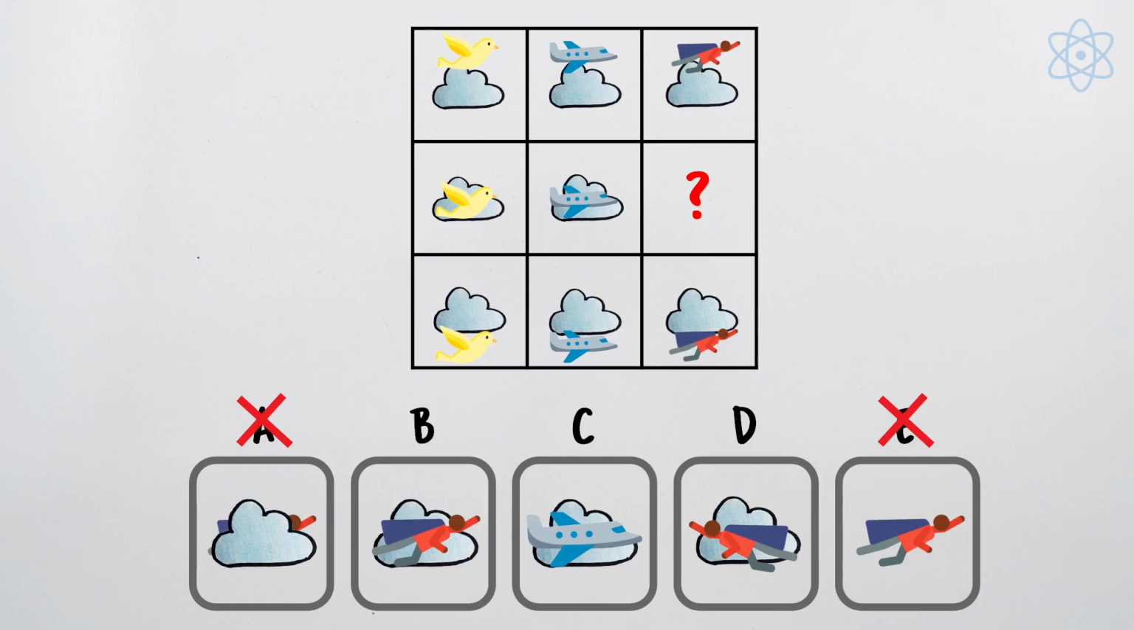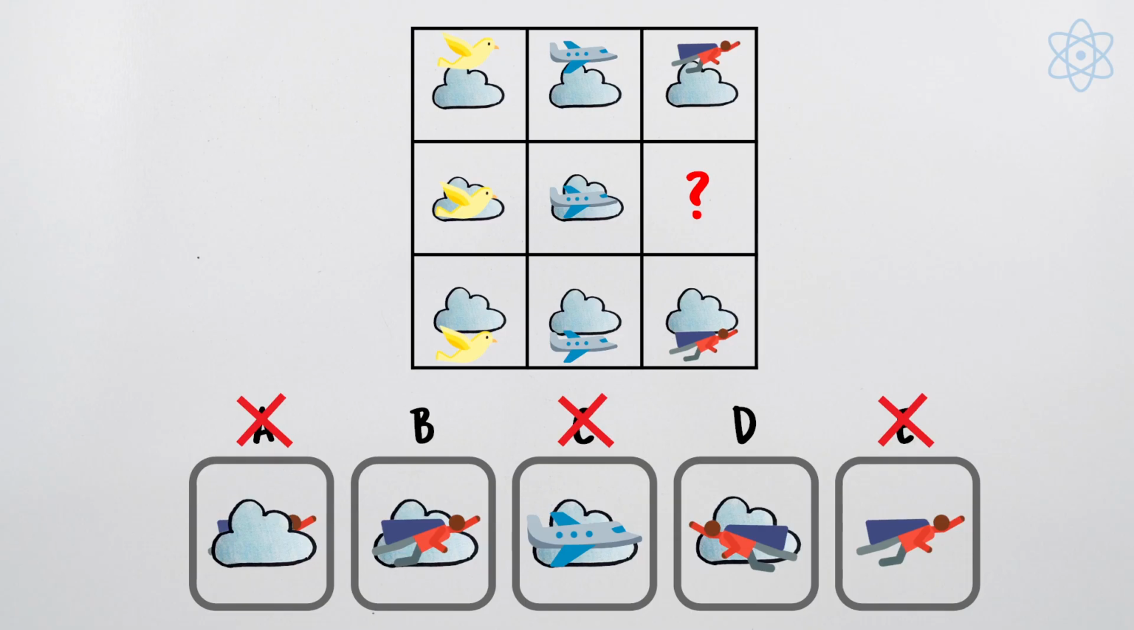Let's look at the columns. Can you see what each column of the matrix has in common? Each column only contains one type of flying object. As the gap is in the third column, we are looking for a box that contains a superhero. We can use this to rule out option C. A plane wouldn't fit in this column.